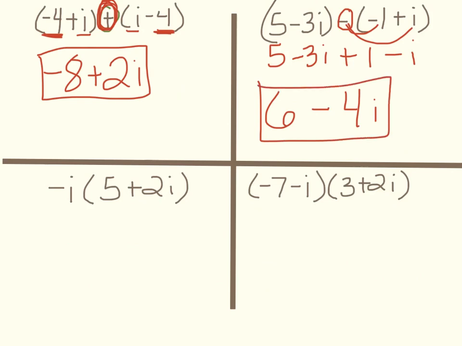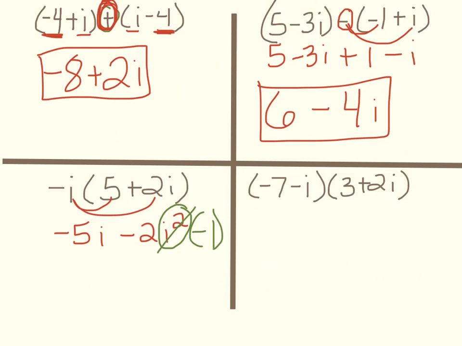Down here we have multiplication. Negative i times 5 plus 2i. So of course you're going to distribute. We're going to get negative 5i. And then we're going to get minus 2i squared. But don't leave it as i squared. Every time you see i squared, you have to think, I know what i squared is. i squared is negative 1. So cross it out and write negative 1. So now we have negative 5i, and then negative 2 times negative 1 is plus 2.